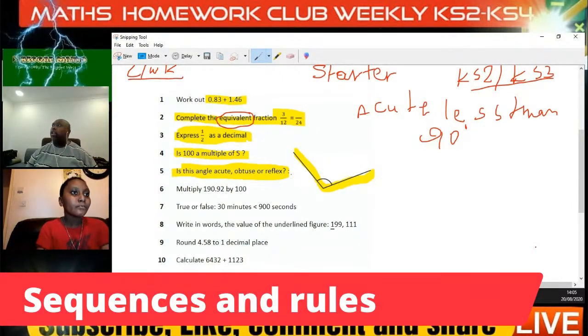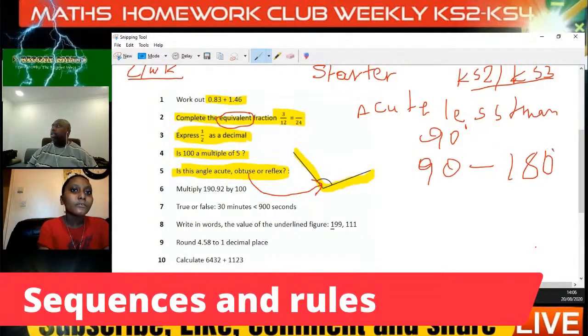An obtuse angle, which is this one, is between 90 and 180 degrees. So this angle here, you can see it's between 90 and 180, because a 90 is an L shape. This angle is bigger than an L shape.